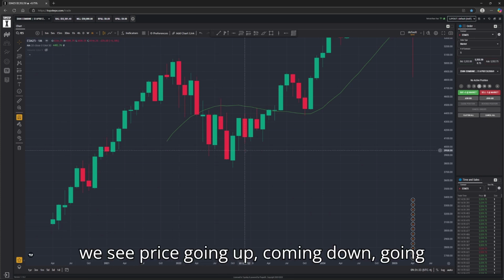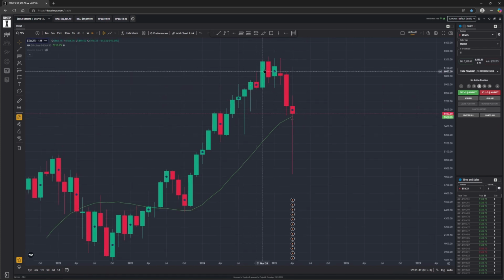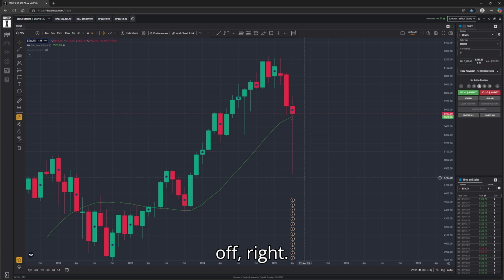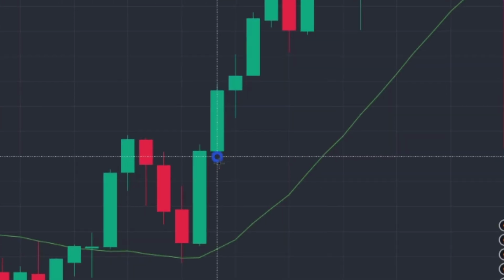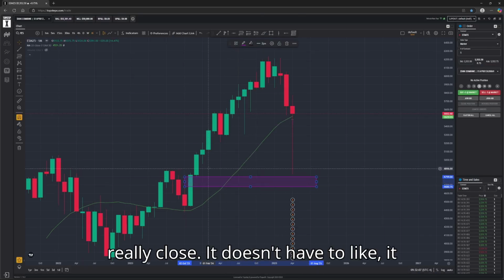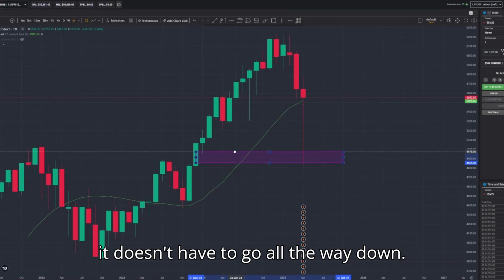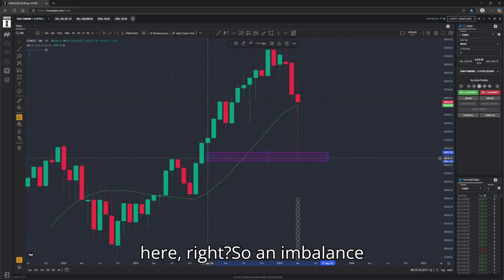We see price going up, coming down, going up, coming down, going up here, and then a sell off. Right. So this, as you can see, tapped into an imbalance here, from there to there. Okay. Well, I didn't even really tap, but it got really close. It doesn't have to tap. It doesn't have to go all the way down for it to fill. But look, it tapped this imbalance here, right?